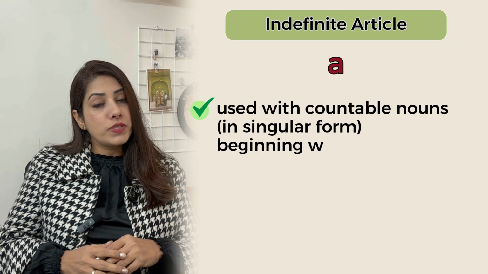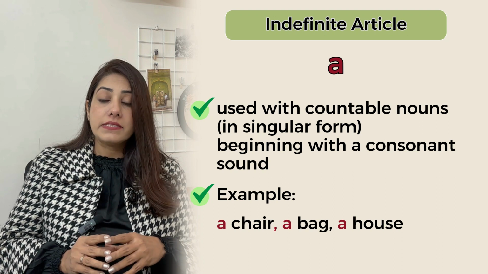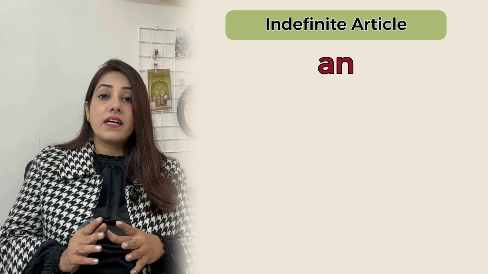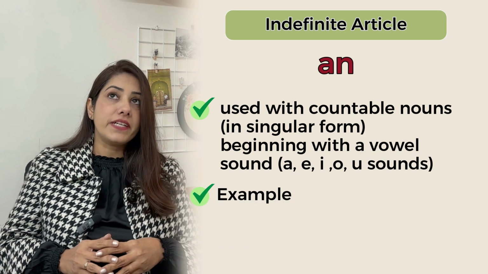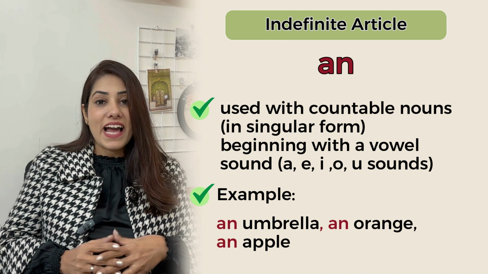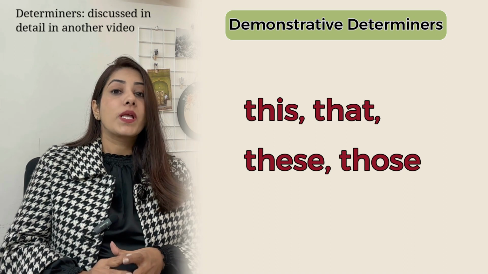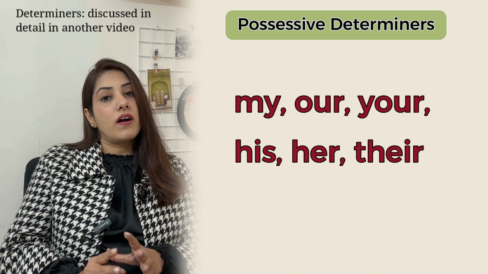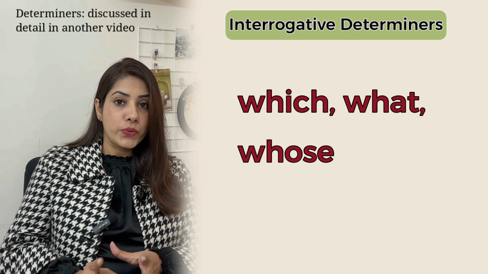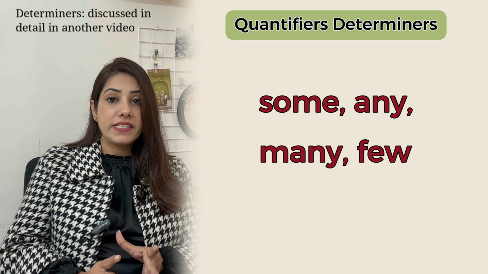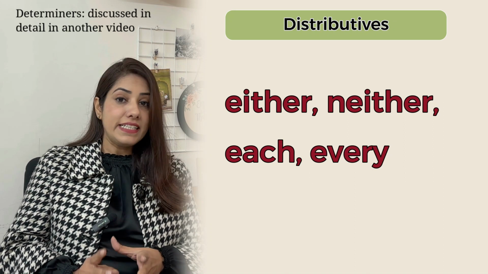Article a is used with countable nouns that have consonant sounds, like a chair, a bag, a house. And article an is used with countable nouns that have vowel sounds, like an umbrella, an orange, an apple. Demonstrative determiners: this, that, these, those. Possessive determiners: my, our, your, his, her. Interrogatives: which, what, whose. Quantifiers: some, any, many, few. Or distributives, like either, neither, each, every.